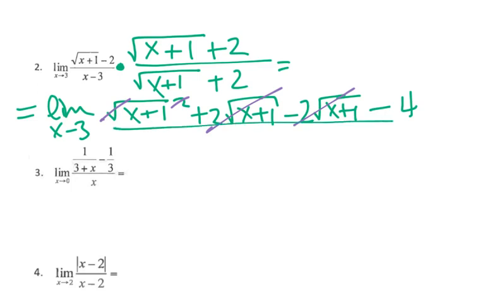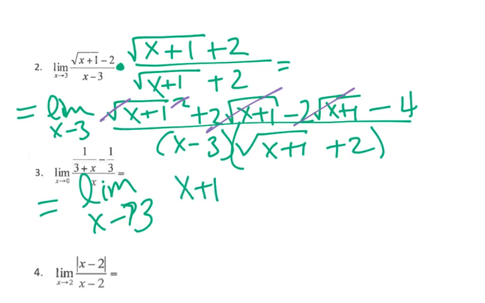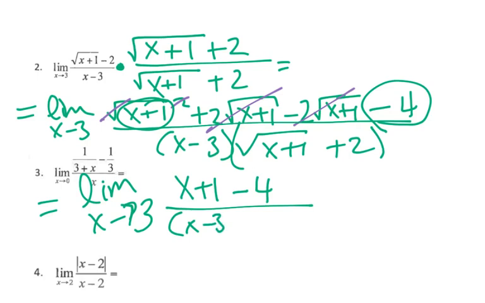In the denominator, I forgot to write that out, you'll have x minus 3 times the square root of x plus 1 plus 2. Okay, so this is going to simplify to the limit as x approaches 3. In the numerator, you're going to have x plus 1 minus 4. That's all that's left, this x plus 1 and the minus 4 at the end. All over x minus 3 times square root of x plus 1 plus 2.